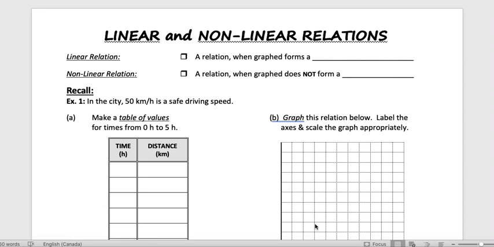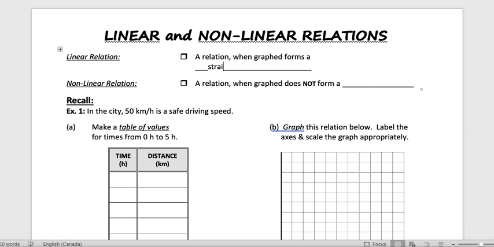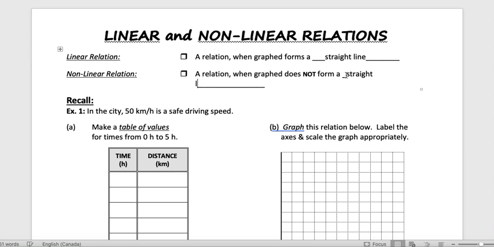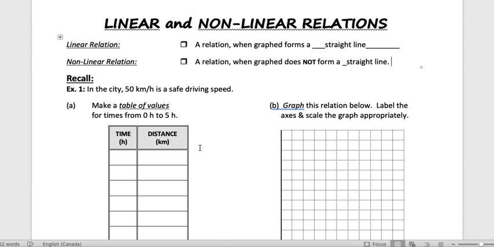Relations, as well as an investigation of something called first differences. A linear relation is a relation when the graph forms a straight line. A nonlinear relation is a relation when the graph does not form a straight line. Pretty straightforward.